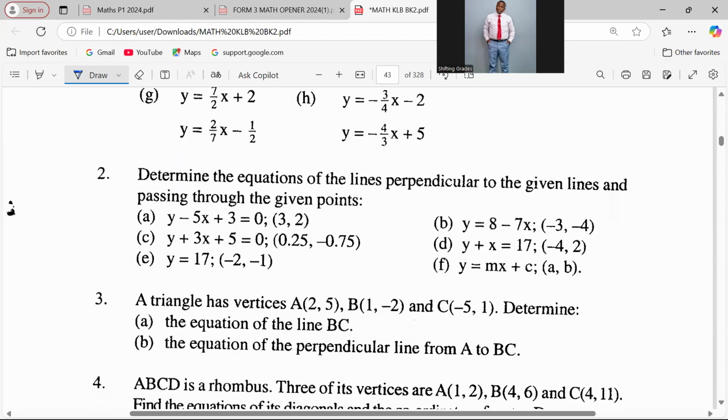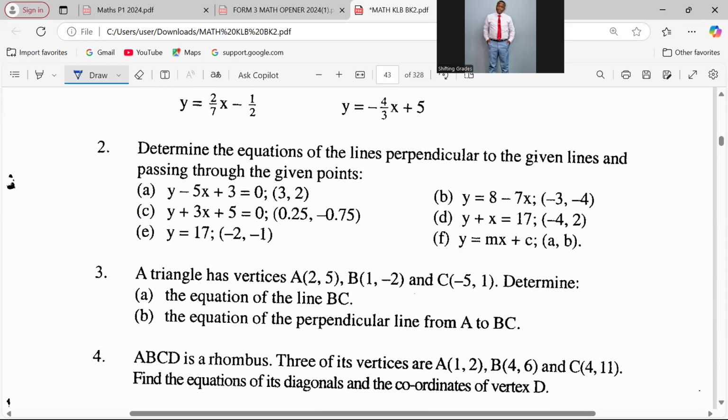Now look at this. The commonly tested format of this concept of straight lines. I just need to look at this.